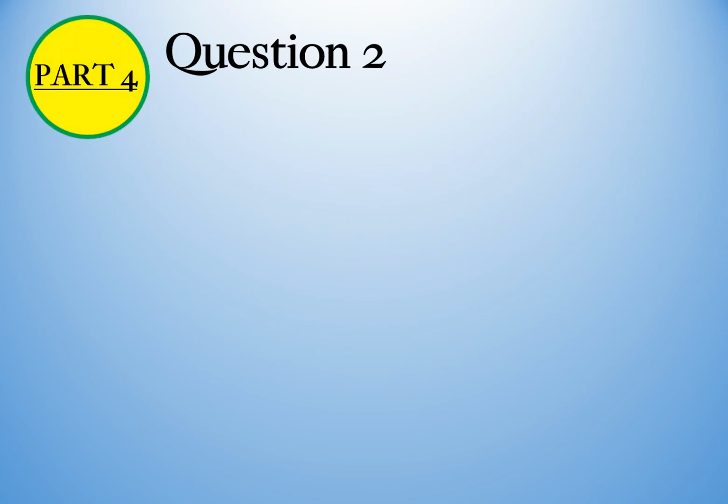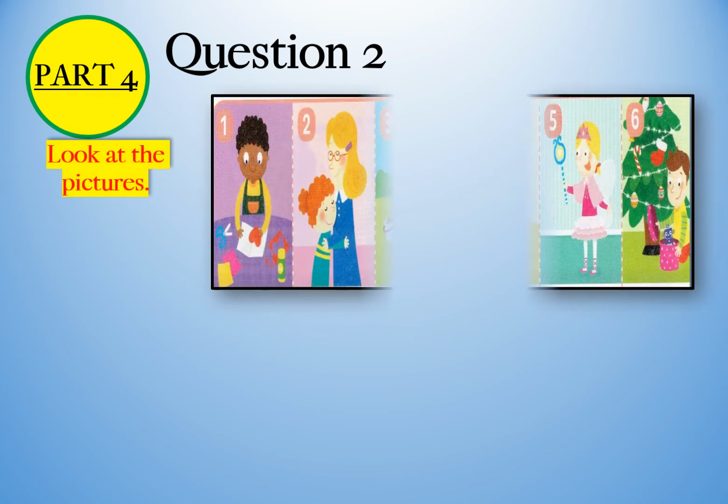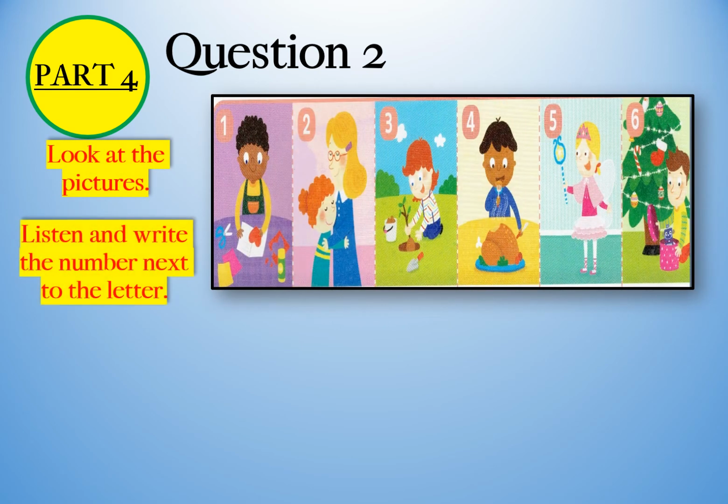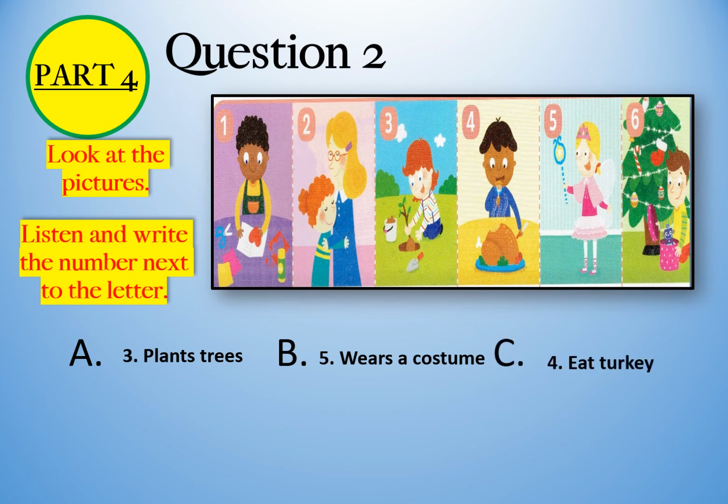Okay, here is part 4. Part 4 was about question 2. So let's remember. Look at the pictures. Here they are. Listen and write the number next to the letter. So what were they? A. Number 3, plant trees. B. Number 5, wears a costume. She wears a costume. C.